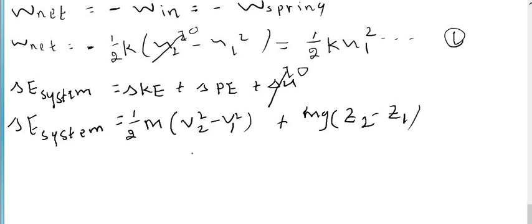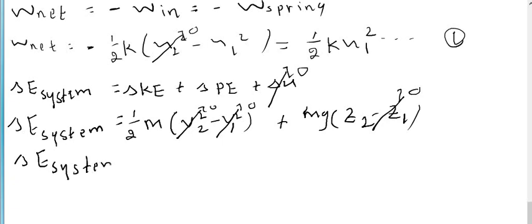From the information given, v1 and v2 are both 0, so this is 0, and z1 is also 0. Therefore dE of the system is equal to mg z2. We call this equation 2. Now we substitute equation 1 into 2.